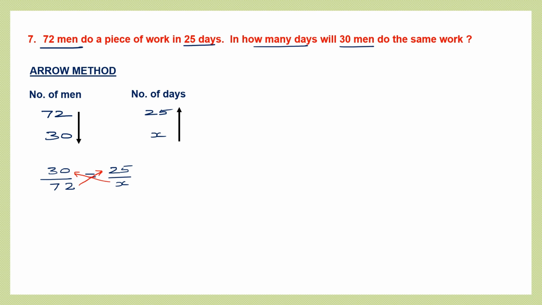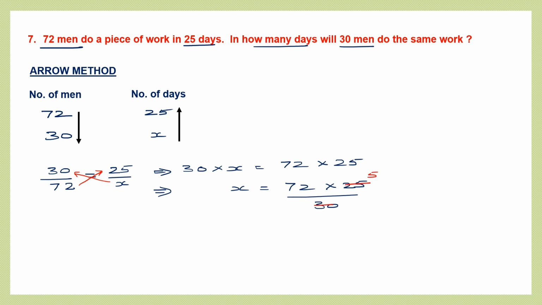So what do we have here? We have 30 into x is equal to 72 into 25. Then we take only x here. On the other side, we have 72 into 25. Transpose the 30. It becomes divided by 30. Now cancel 25 and 30 by 5. 5 fives are 25. 5 sixes are 30. Cancel 6 and 72. 6 twelves are 72. Multiply 12 into 5. 12 fives are 60. So we have found the value of x. X is equal to 60.